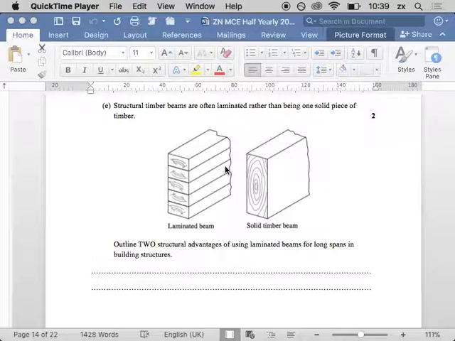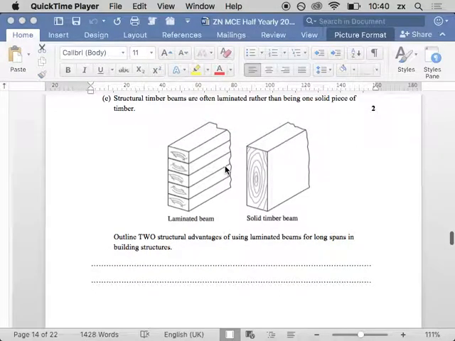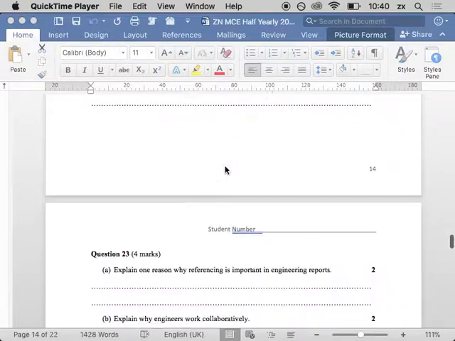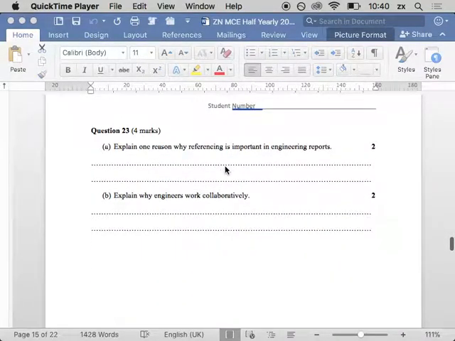Structural timber beams are often laminated rather than being one solid piece of timber. Outline 2 structural advantages of using laminated beams for long spans in building structures. We don't have that in the test. Explain one reason why referencing is important to engineering reports. I really wanted to put this question in, but I decided, nah, I didn't have the marks for it. What was I going to cut? I thought, nah, I'll leave it. So this might be for future generations. I might have to edit this question as a nice surprise. See how it went onto another page? I didn't like that. Okay.